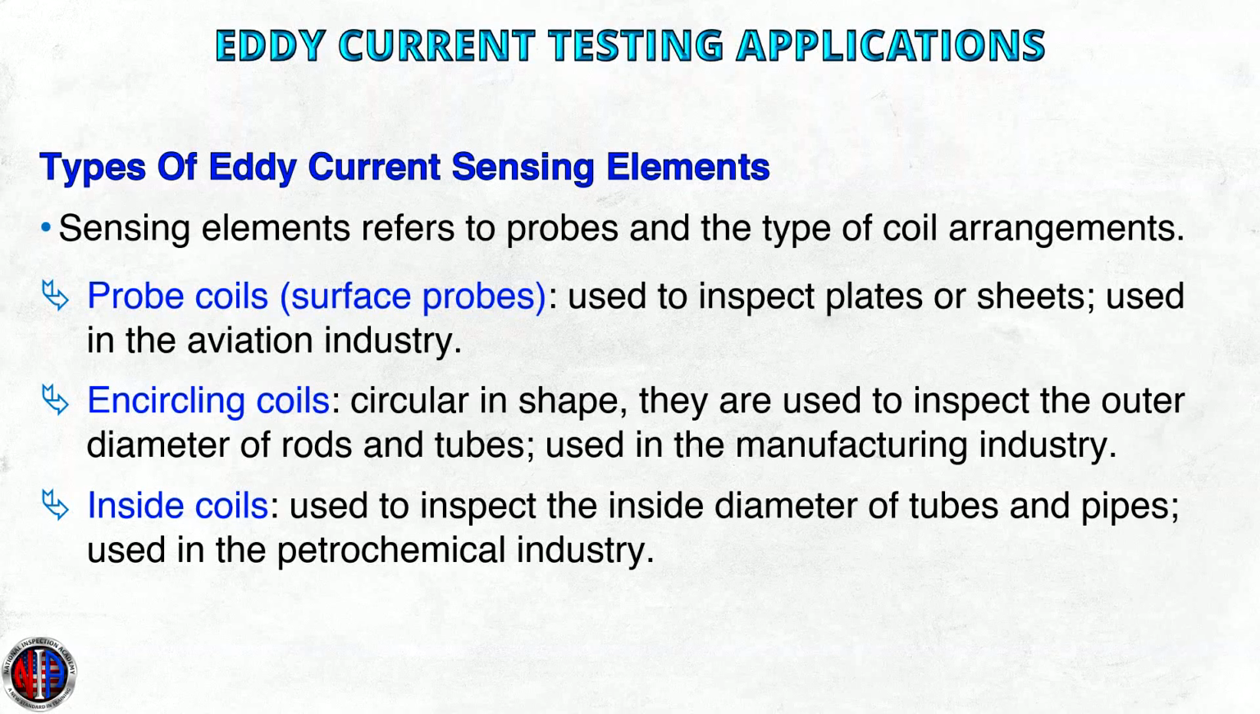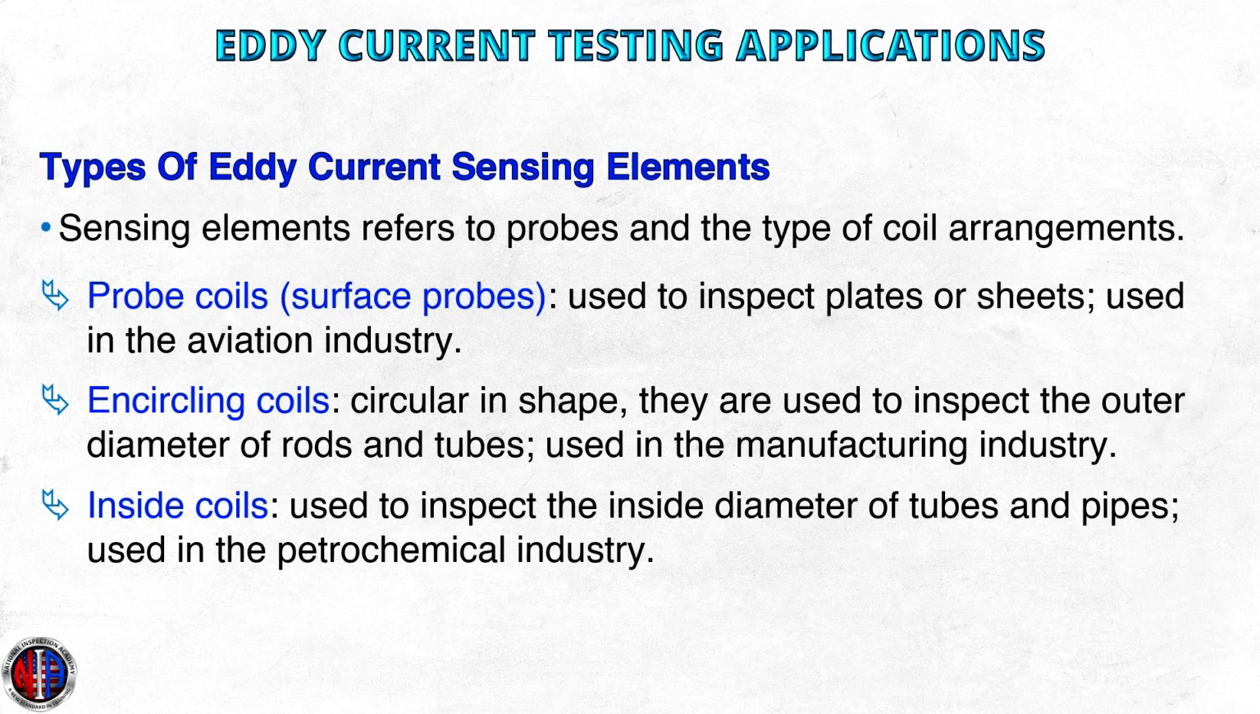Types of eddy current sensing elements. Eddy current sensing elements refer to probes and the type of coil arrangements. Also known as surface probes, probe coils are typically used to inspect plates or sheets and are used heavily in the aviation industry to inspect aluminum aircraft skins and support structures.